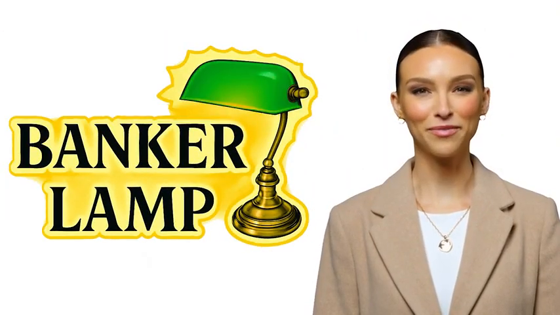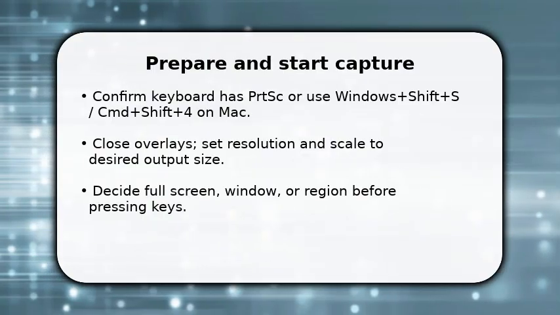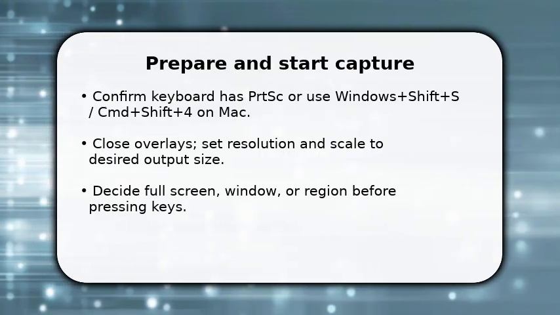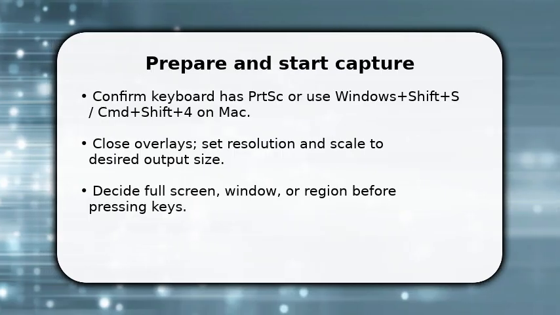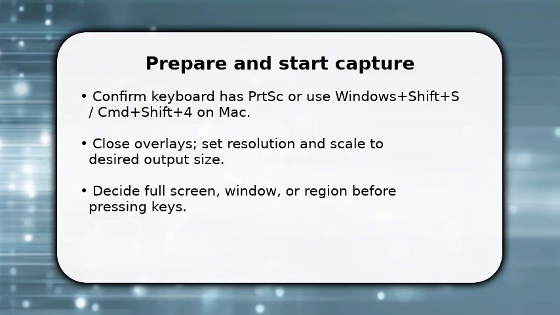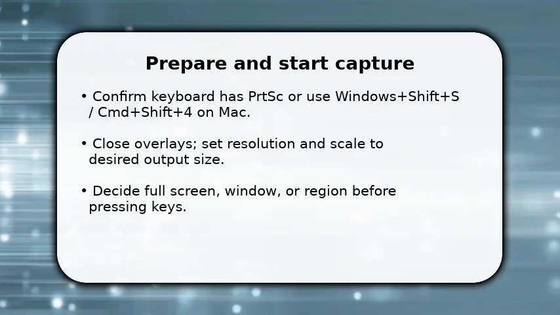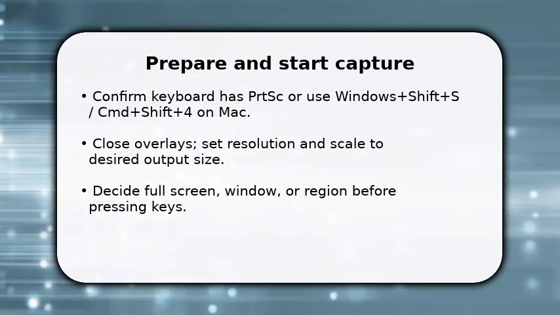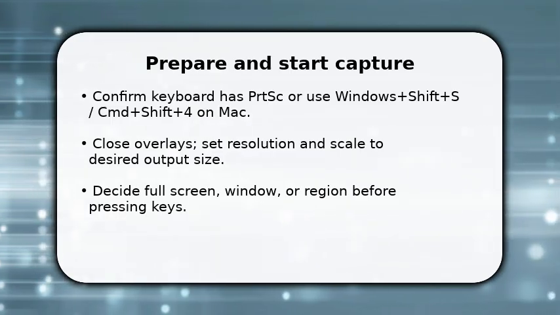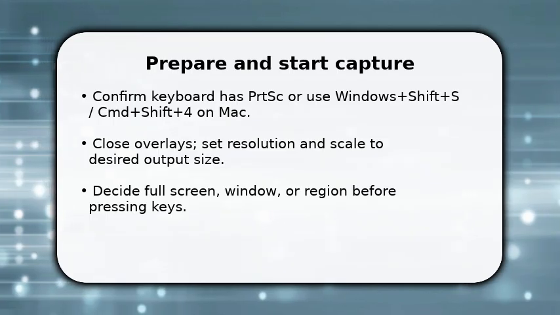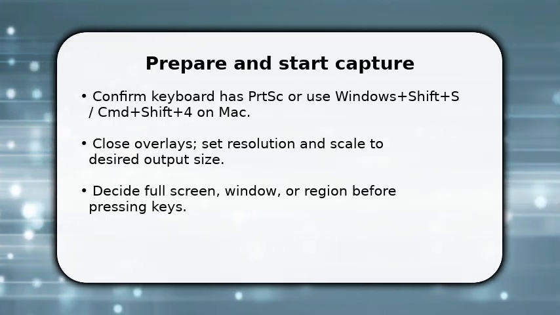Please enjoy the video. You begin by making sure the capture keys are available and your screen shows exactly what you need. On Windows, locate PRT-SC or plan to press Windows plus Shift plus S. On Mac, use CMD plus Shift plus 4 for region. Once done, close pop-ups and set display scale so pixel size matches output. You want to avoid retakes, so position windows and cursor.